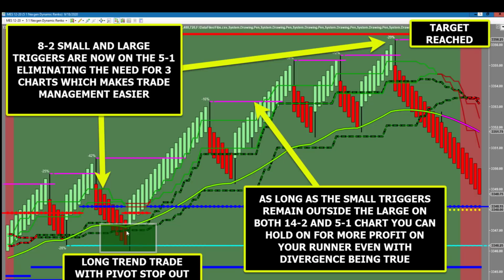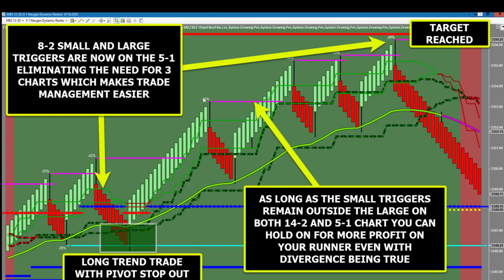So when you're getting long and you're going to stay in your position, as long as the small triggers remain outside the large triggers on both your 5-1 chart and your 14-2 chart, you're going to hang on for more profit until you get up to some type of a resistance or the conditions change.